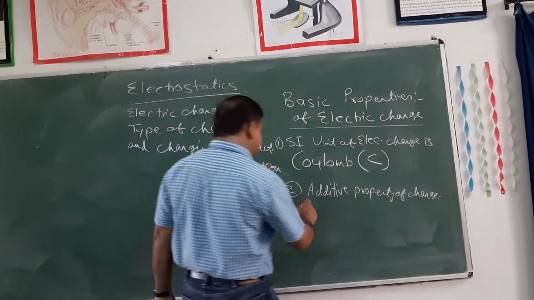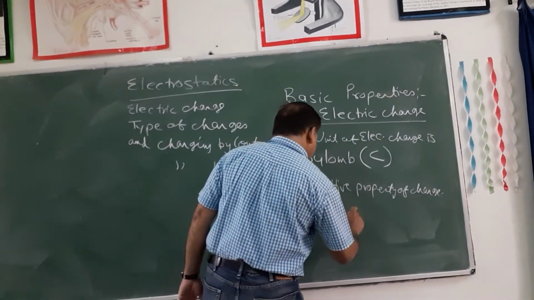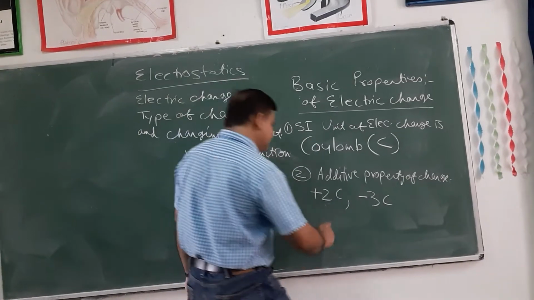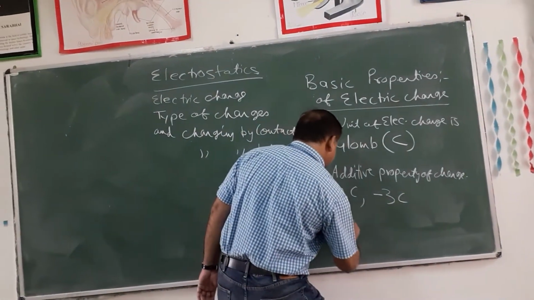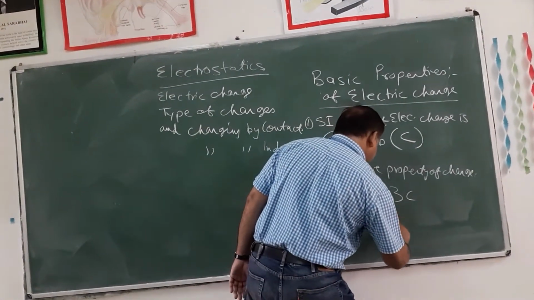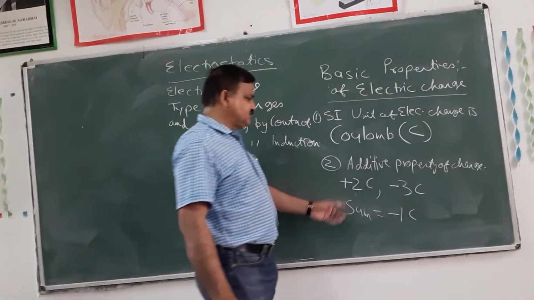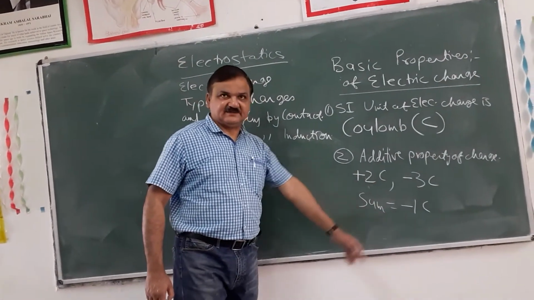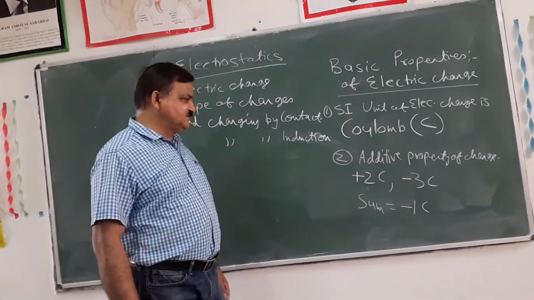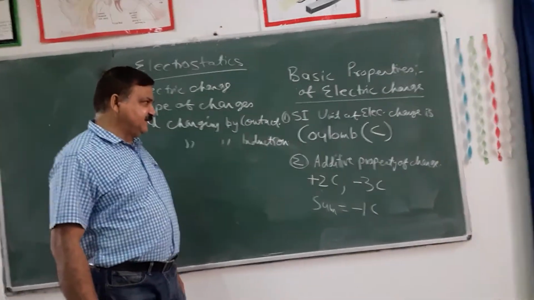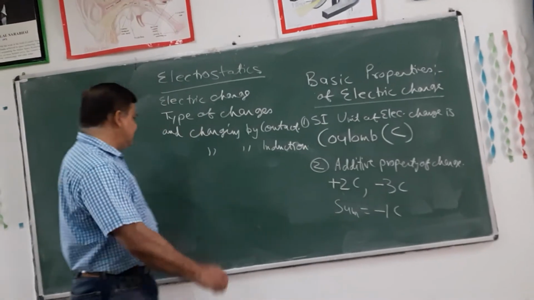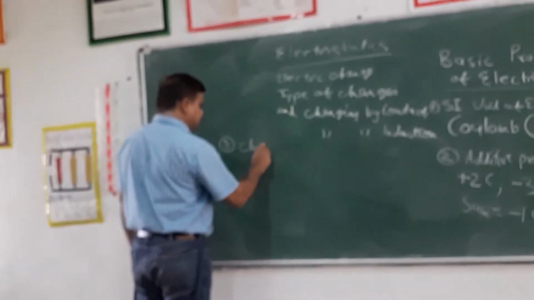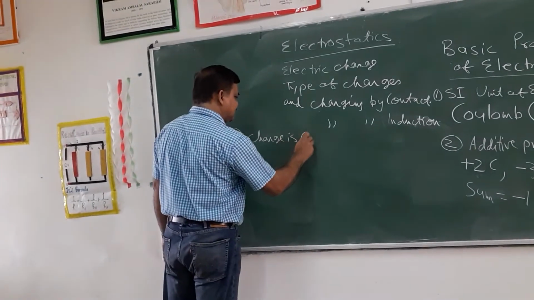Suppose you have two charges plus 2 coulomb and minus 3 coulomb, then their sum will be equal to minus 1 coulomb, because the algebraic addition of plus 2 and minus 3 is minus 1. So this is the first property, additive property of charge. Third one is charge is conserved. Electric charge is conserved.